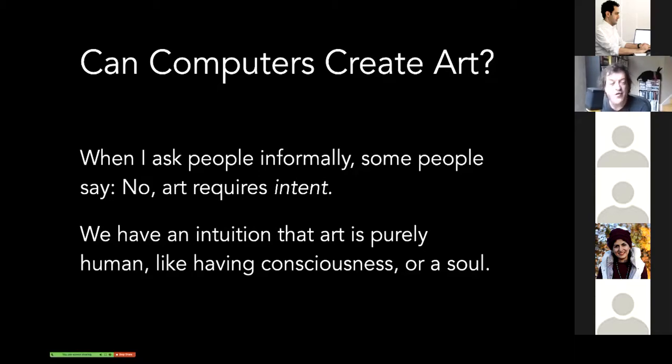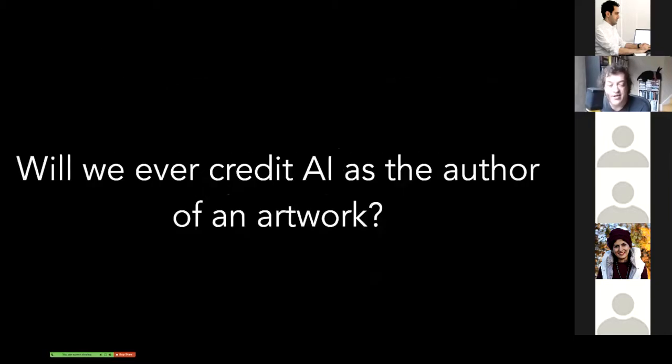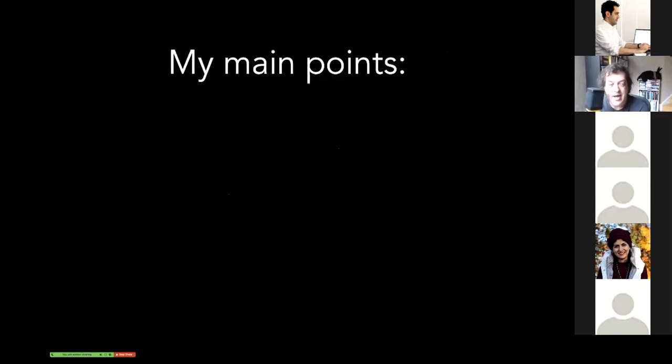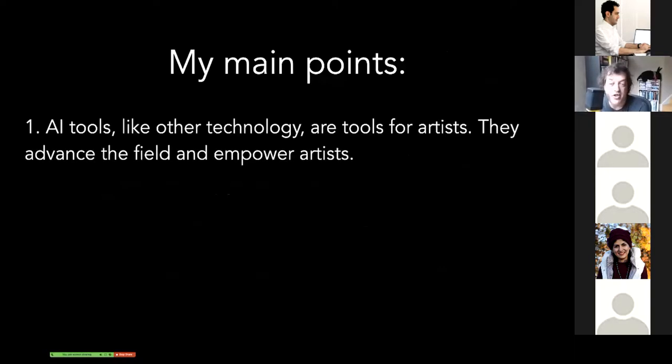So the question I would phrase is, will we as a society ever credit AI algorithms or software as the author of the artwork, rather than the person who ran or used that software? And so the main points I want to make in this talk are, first, that AI tools, like any other technology, can be used as tools for artists. They advance the field and they empower artists.